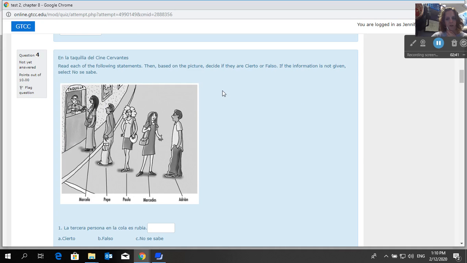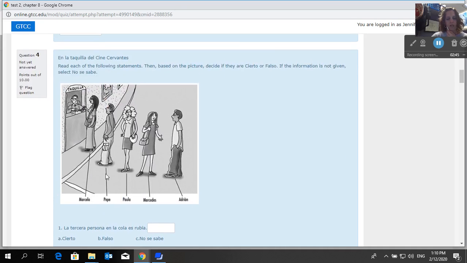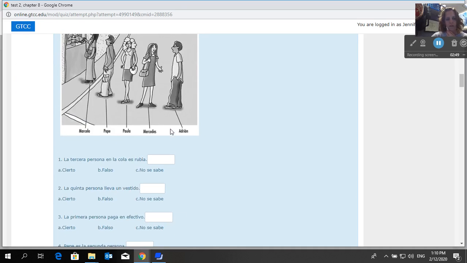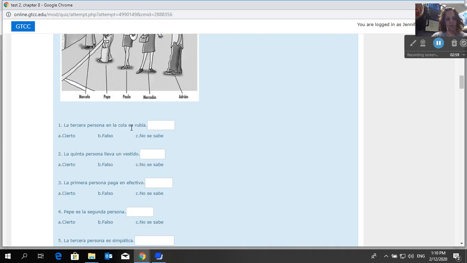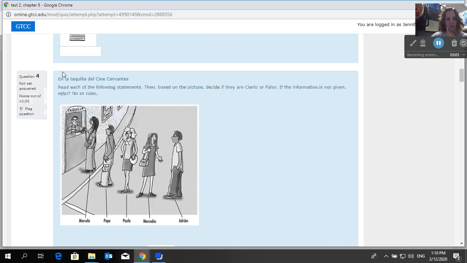En la taquilla del Cine Cervantes, read each of the following statements, then based on the picture, decide if they are cierto or falso. If the information is not given, select no se sabe. So you'll read through, and I think it does want you to write out cierto, falso, no se sabe, not the letters. So read through and decide if the statements are true, false, or you can't tell from the picture.